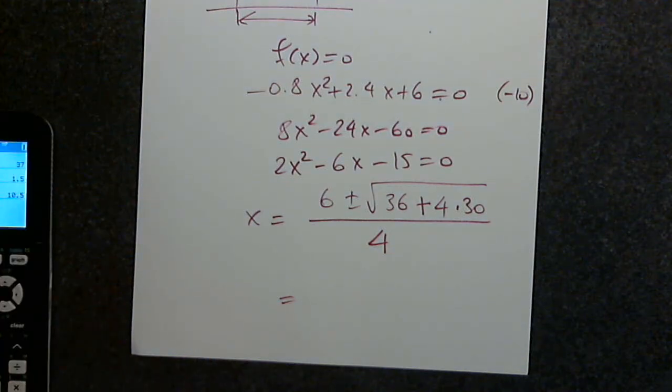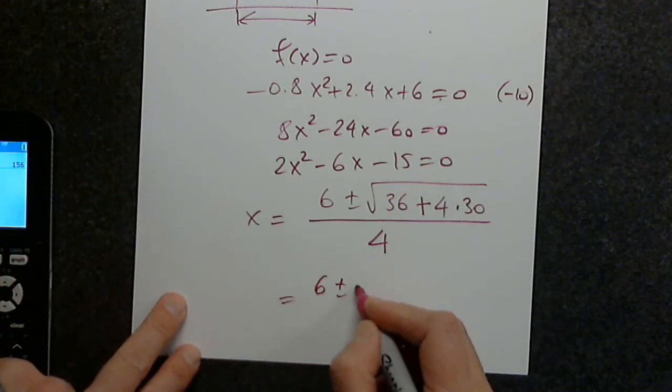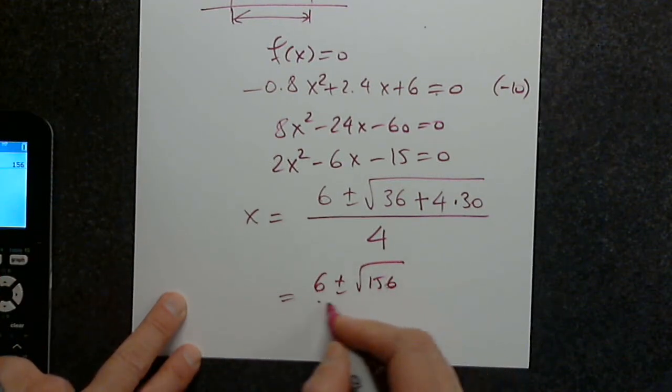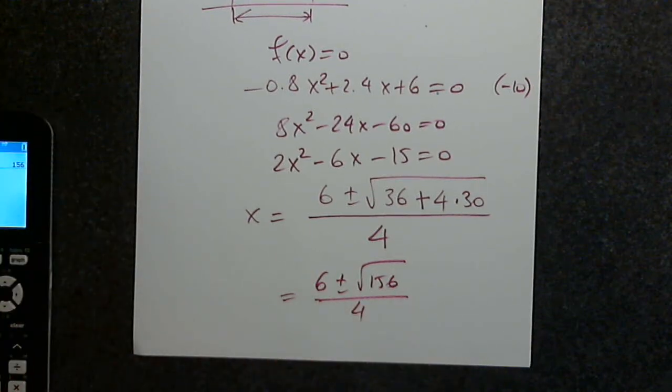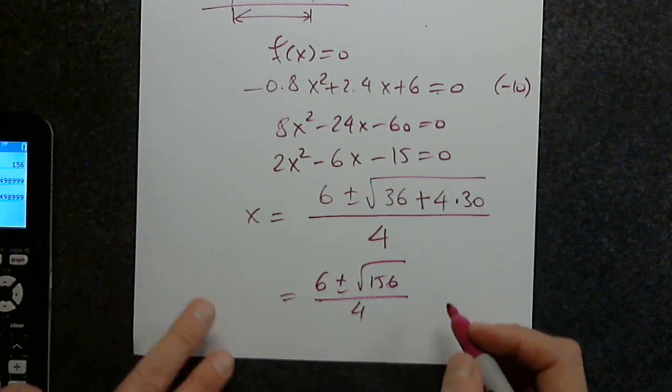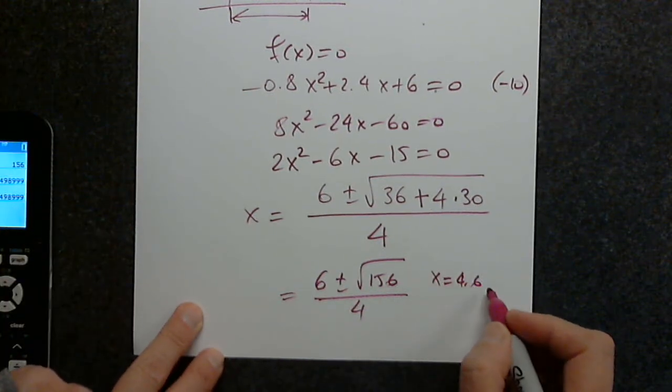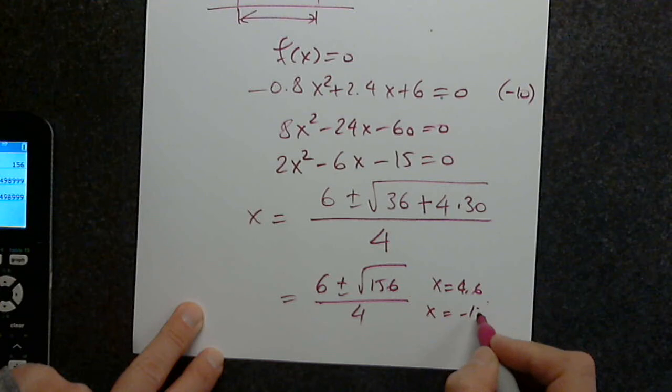So let's see what I get. 36 plus 4 times 30. Okay, so it's 6 plus or minus the square root of 156 over 4. So 6 plus the square root of 156, and I divide by 4, and the other one with minus. Okay, so x equals 4.6 and x equals negative 1.6.